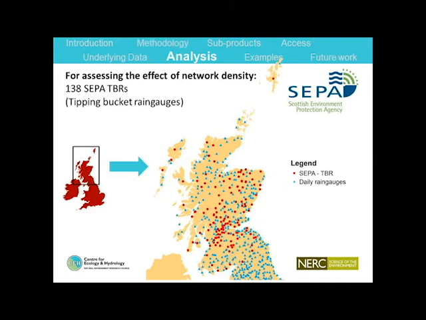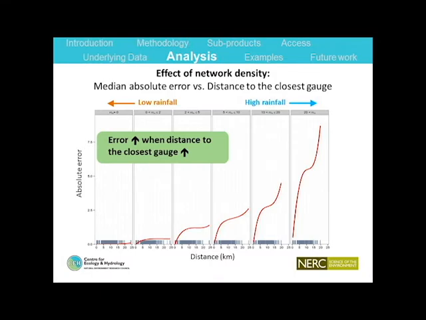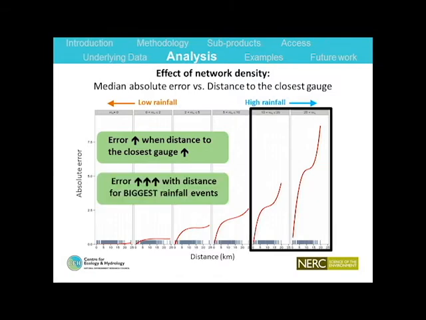We also wanted to assess the effect of the network density, and we've used the same CEPA tipping bucket rain gauges for that. And this is the result. So you can see on the y-axis the median absolute error, and on the x-axis the distance to the closest gauge. And the different graphs are different magnitudes of rainfall event, with, again, on the left low rainfall and the right high rainfall. What we can see here is really what you would expect, that the error increases when the distance to the closest gauge increases. And this is even more so for the largest rainfall events.